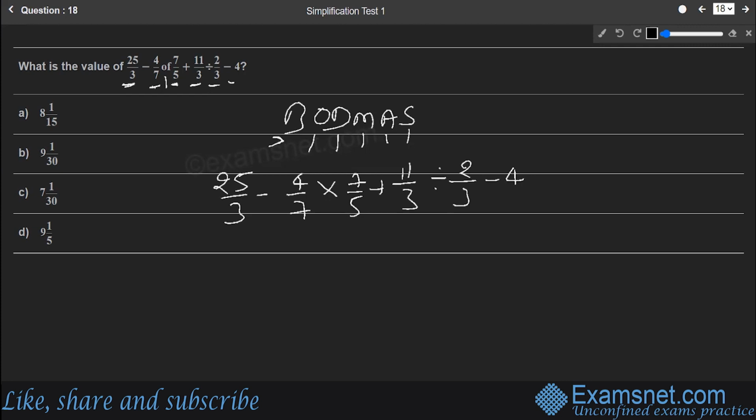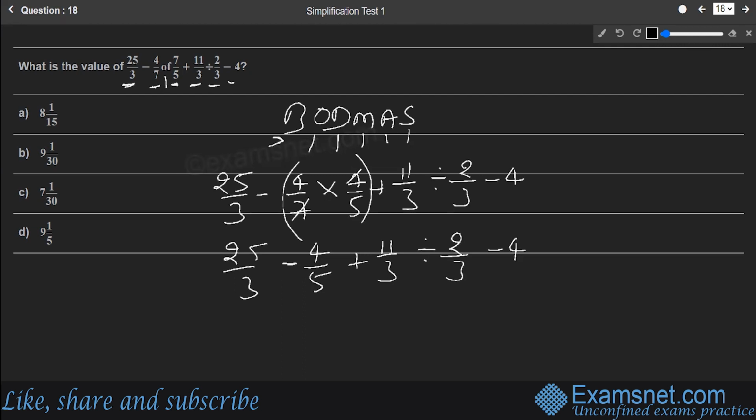So the first priority is of bracket. Bracket is not there. 'Of' we have converted into multiplication. So the first priority that we'll do is of 'of'. If we try to solve this, this is coming out to be 25 by 3 minus 4 by 7 into 7 by 5. Obviously 7 and 7 are gone. So we are left with 4 by 5 plus 11 by 3 divided by 2 by 3. Okay, so this will be done in the next step. 11 by 3 divided by 2 by 3 minus 4.